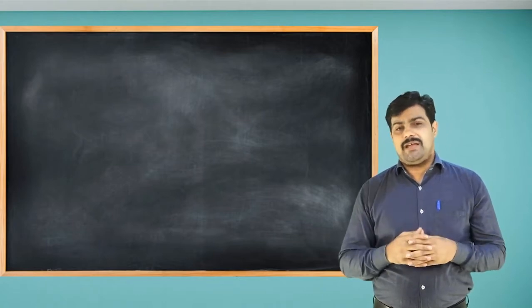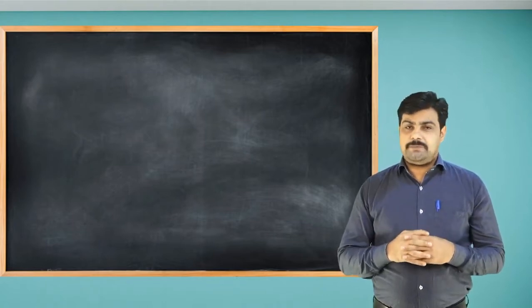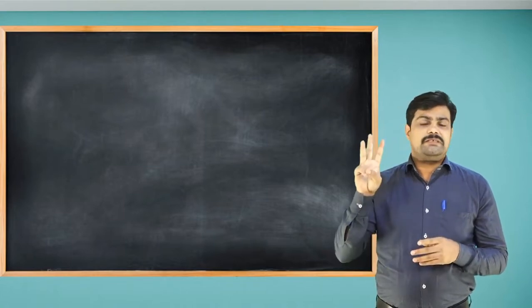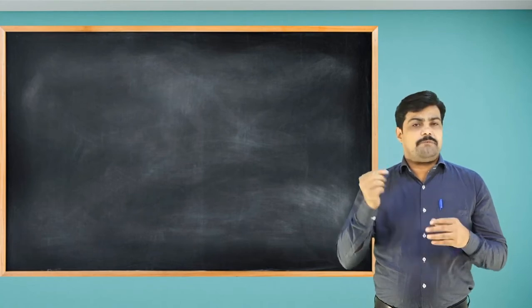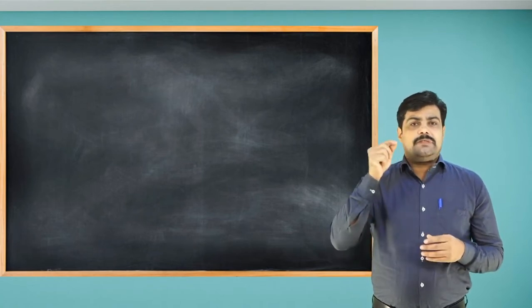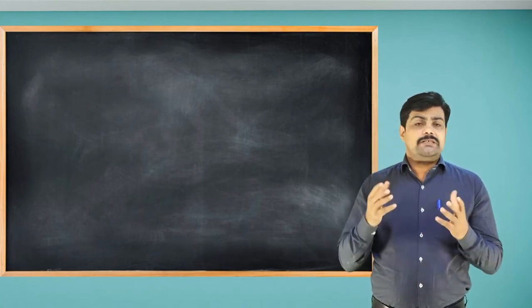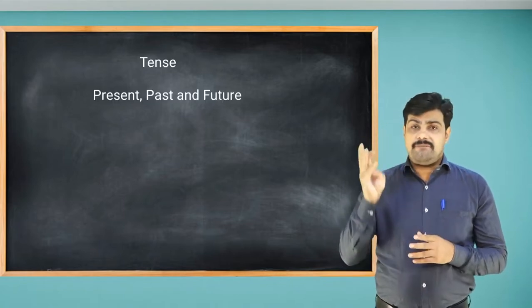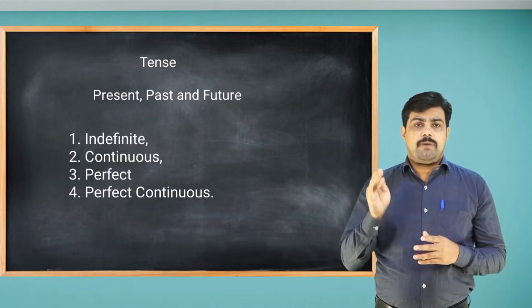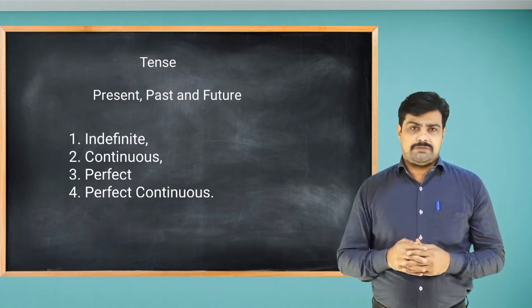Sometimes we say time and tense. Broadly speaking, there are 3 divisions of tenses: present, past and future. Each of these divisions is further divided into 4 subdivisions, namely indefinite, continuous, perfect and perfect continuous.